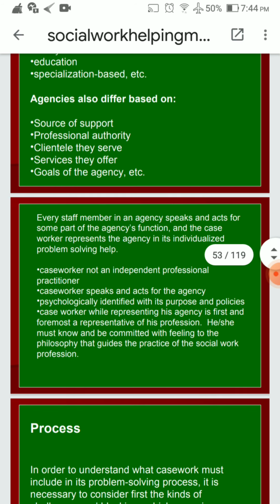The goal of the agency, others in CFSI, when I had OJT, we also had the covenant. Maliban sa goals ng agency, we have different covenants that we had. Others also have a vision, mission, and goal. Mostly, it's common. Every staff member in an agency speaks and acts for some part of the agency's function. And the caseworker represents the agency in its individualized problem-solving help. First, the caseworker is not an independent professional practitioner.